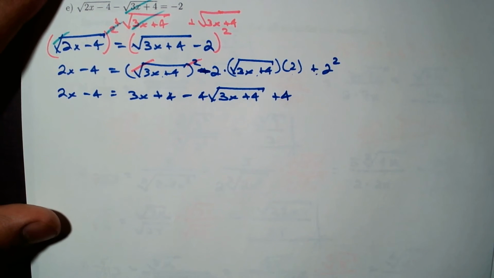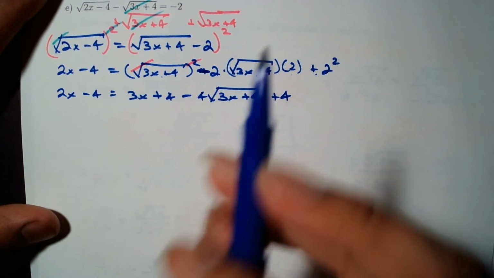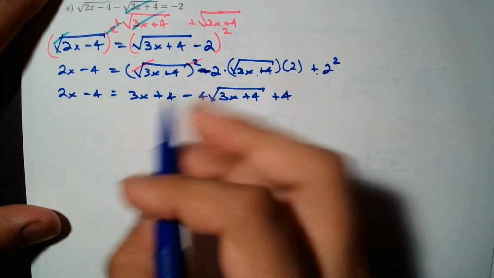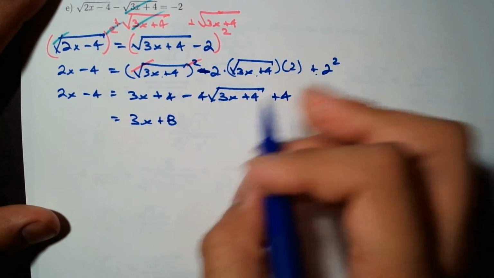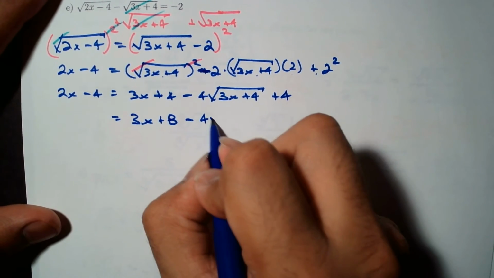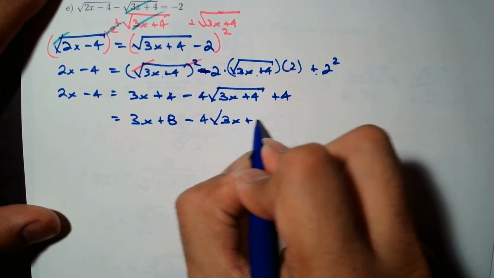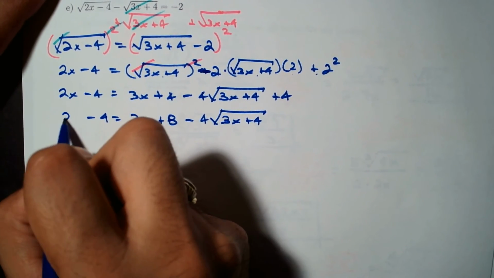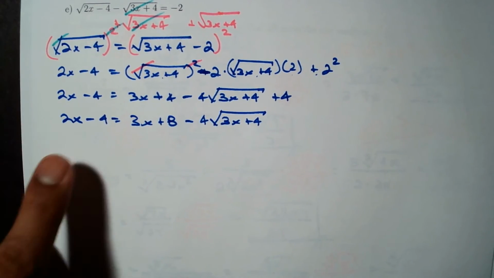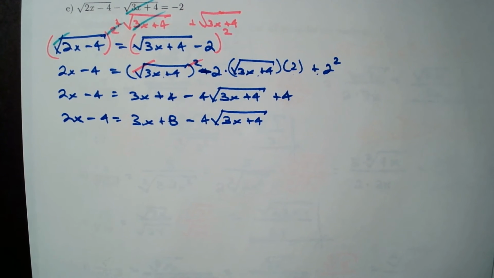Let's combine like terms. 4 plus 4 is going to give us 3x plus 8 minus 4 times the square root of 3x plus 4. And on the left, 2x minus 4.